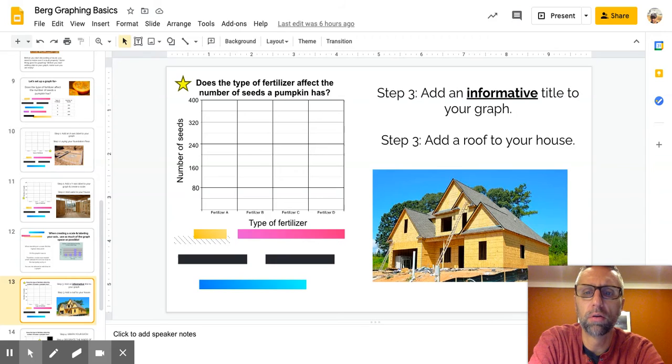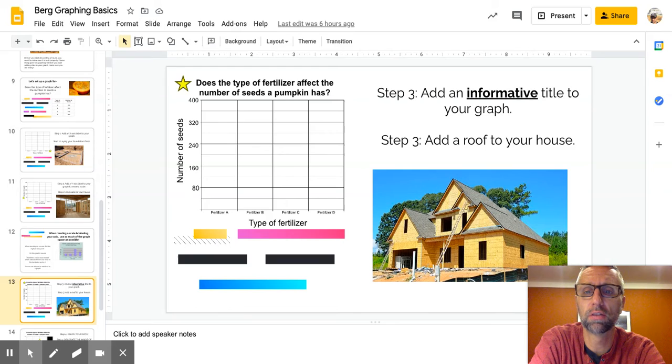Next thing we need to know is we need to put a roof. You've got a floor, you've got walls. We need to cover this up. We need to put a roof. Give yourself an informative title. The title goes on top. Generally, when people ask me, hey, Mr. Berg, what do we need to do? Like, what makes a good title? Think about what your question was. List the independent and the dependent variable. So here we've actually just written the question.